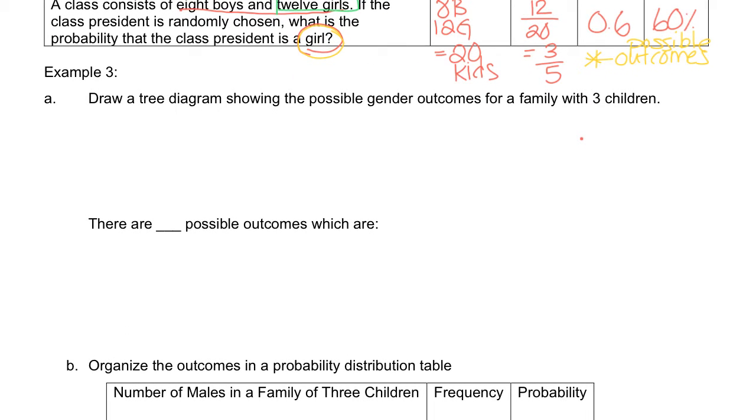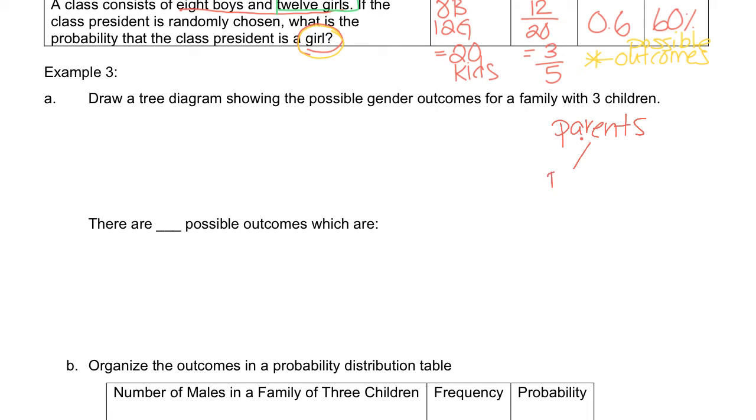Okay, so we're going to start with this question. We're going to draw a tree diagram showing the possible gender outcomes for a family with 3 kids. Okay, so tree diagrams are a great way to organize our information and take a look at the possibilities for different situations. Okay, so if I have the parents at the top here, and we have our first kid.